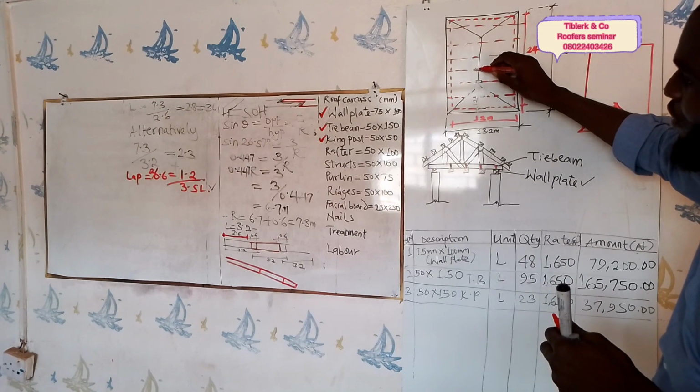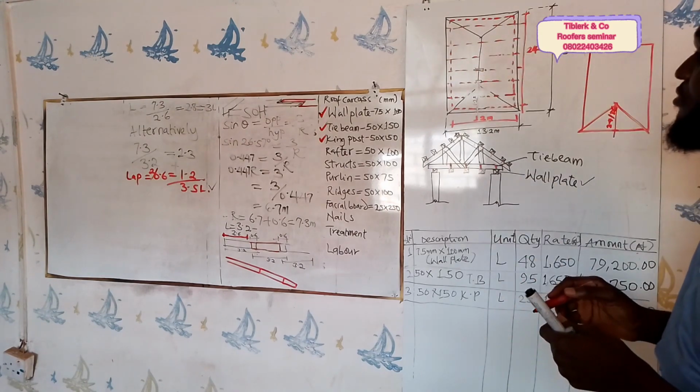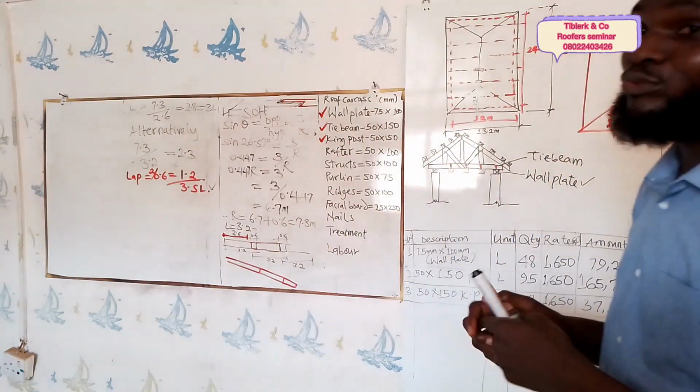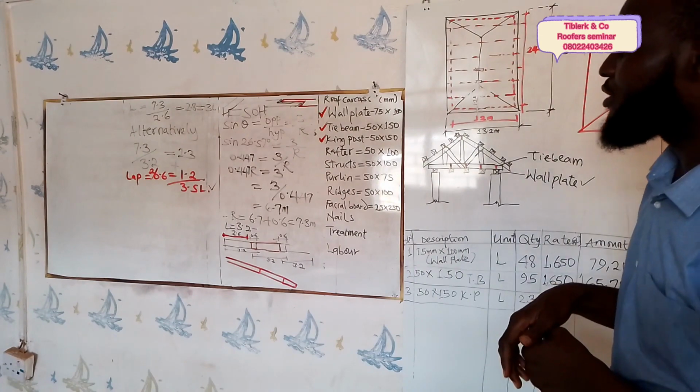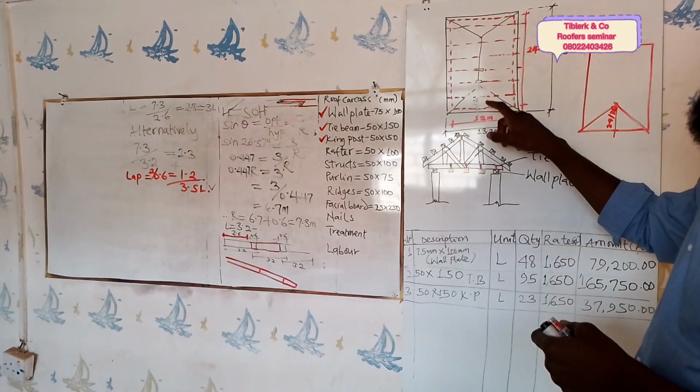But it starts from the fourth tie beam. It will start from the fourth tie beam. They even made a mistake. During the king post we did, we said we got 21. So we didn't consider this. We should have considered this.